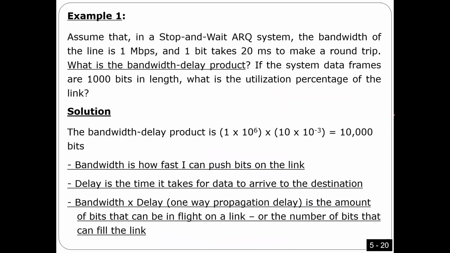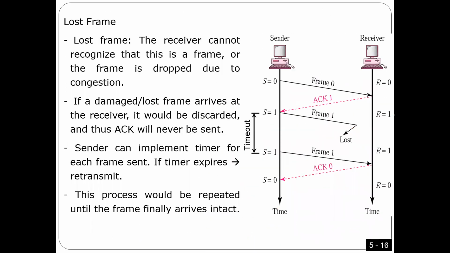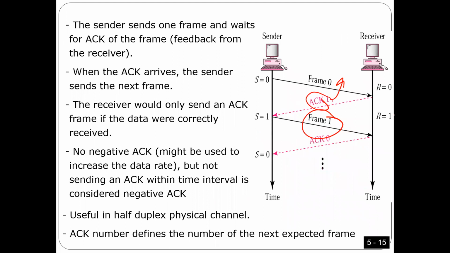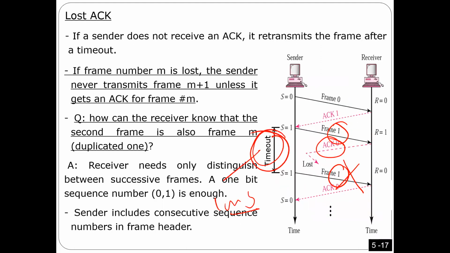So let me explain first of all: this algorithm, does it have error control? Yes, it has error control because we do retransmission every time. If there is an error in the acknowledgement or in the frame, we are going to do retransmission. But does it have flow control or not? Because I told you it's the same algorithm; we're going to use it for both error control and flow control.